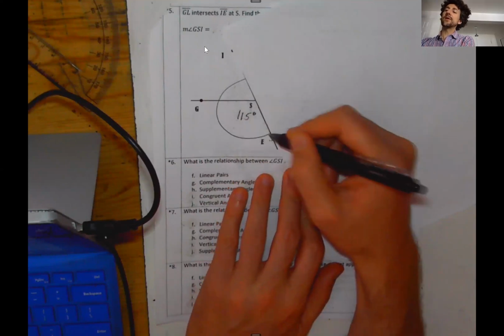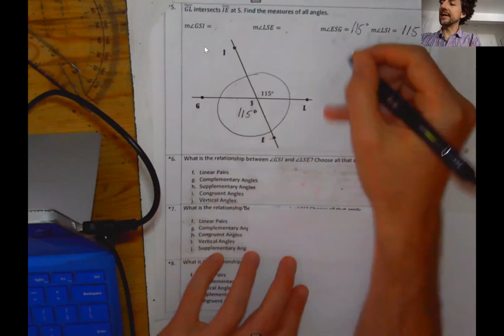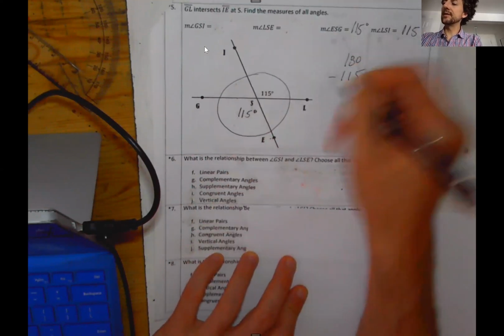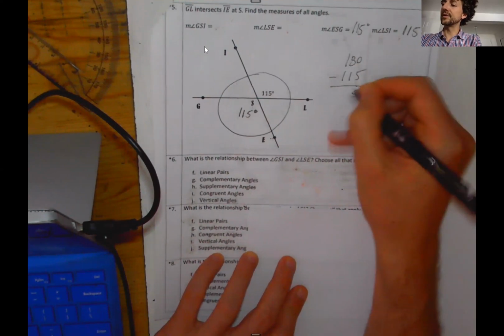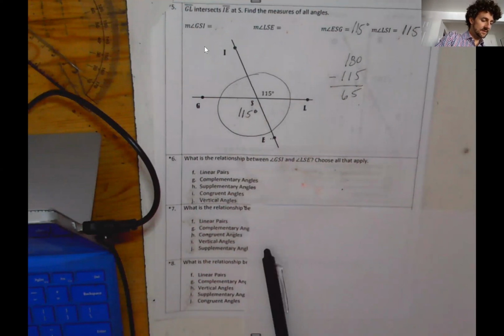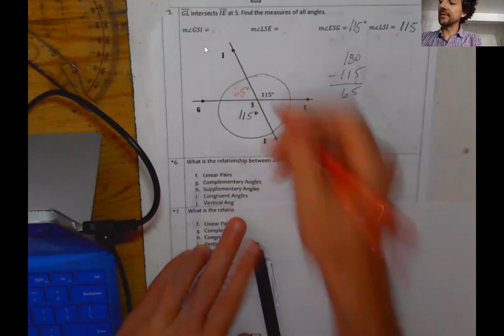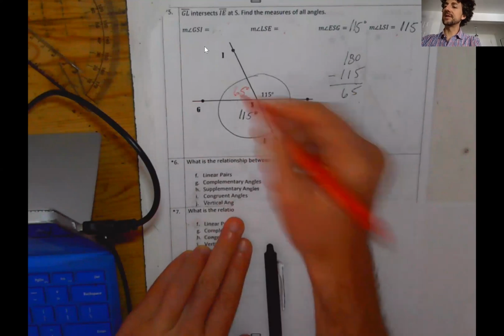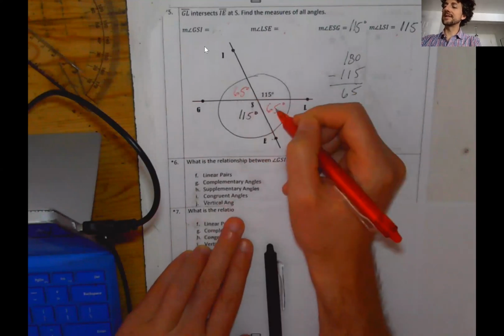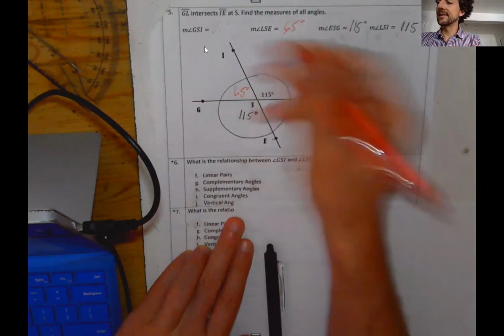So that means that we can figure out this missing angle by subtracting from 180. So we can say 180 minus 115 equals 65. Make sure you regroup here. So that tells us that we have a 65-degree angle here, and we have a 65-degree angle here in the opposite position. This is angle LSE and angle GSI.